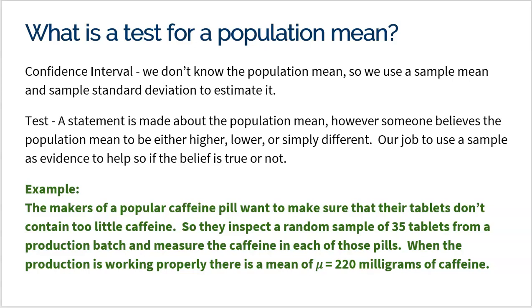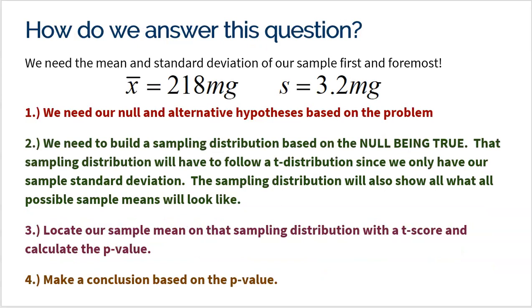So here's an example. The makers of a popular caffeine pill want to make sure that their tablets don't contain too little caffeine. So they inspect a random sample of 35 tablets from a production batch and measure the caffeine in each of those pills. When the production is working properly, there's a mean, mu, a population mean of all the tablets, of 220 milligrams of caffeine. So the statement has been made that the true mean is 220 milligrams. We're concerned that maybe the pills have too little caffeine, and we want to test this claim and see if it's correct. All right, so how do we answer this question?